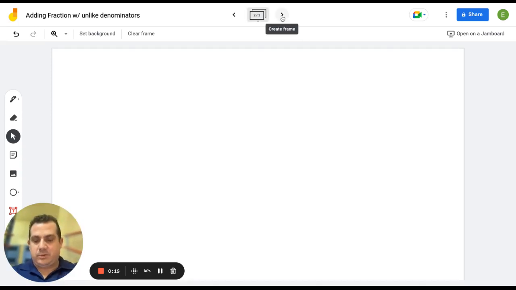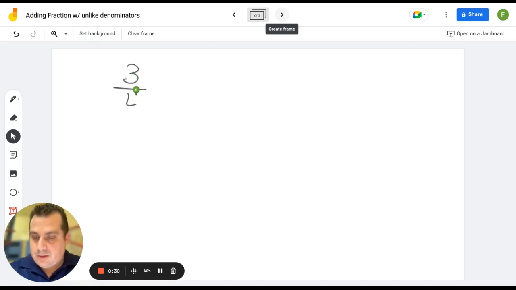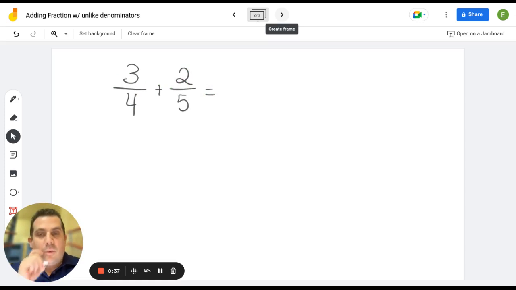Okay, so let's go to our second screen here. If we're going to add fractions with unlike denominators, let's start by doing 3/4 plus 2/5. Okay? So when we see here, we know that we cannot just add straight across and do 5/9. That is absolutely not the right thing to do. So we're going to get rid of that right away.